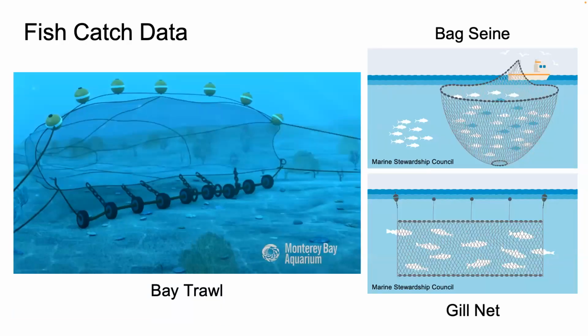And then lastly, our fish catch data, as I mentioned, was collected in 3 different ways. So bay trawl, bag seine, and gill net. And the big takeaway from this is that we're able to capture a lot of diversity in these fish. So fish will use the environment differently at different stages in their life. And so by using these 3 different methods, we can really capture all the different stages of these fish species and look at how they're utilizing these seagrass communities differently in this area.